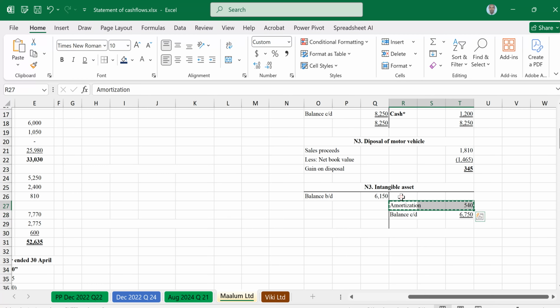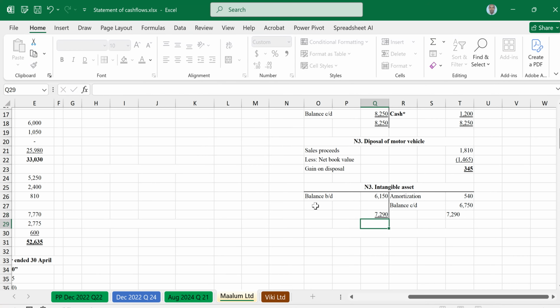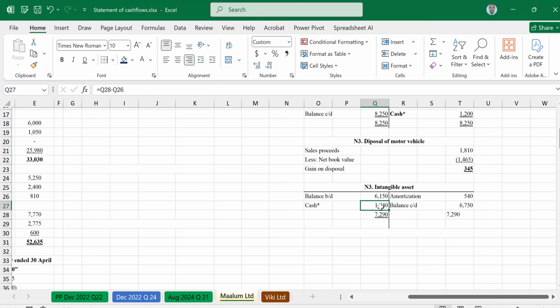This can be taken up here. This can also be taken somewhere here. So amortization. Then once you have that, sum the two, Alt equal, which is 7290. It will be the same as the other side. Then the difference is any amount of money that was paid to acquire intangible assets. And in this case, we have equal sign, 7290 minus 6150, and it's giving us 1140. So that is the amount that was paid to acquire some intangible assets.